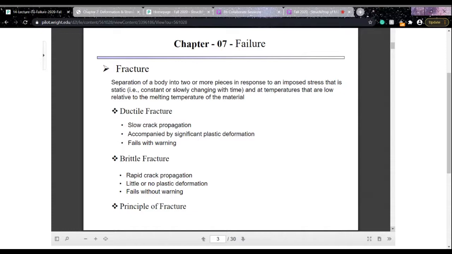Whereas in brittle fracture, we don't have any indication of failure. It just fractures into different parts. Here there is rapid propagation: once the crack is initiated, it propagates and it cracks. Whereas in ductile fracture, first a small crack initiates, and then it has a slow propagation, and then it sees the failure.